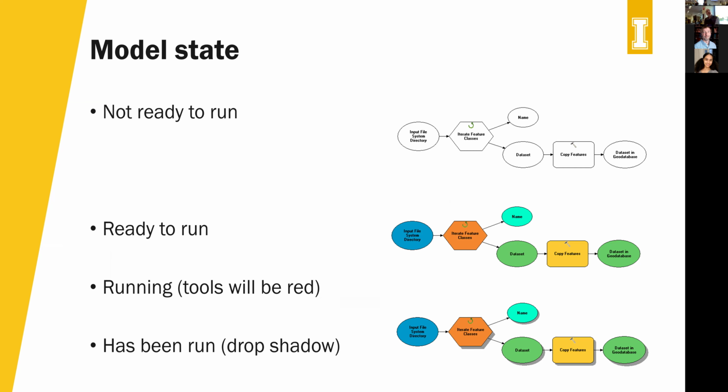So those are the different states that a model can be in: ready to run, not ready to run, or already been run.